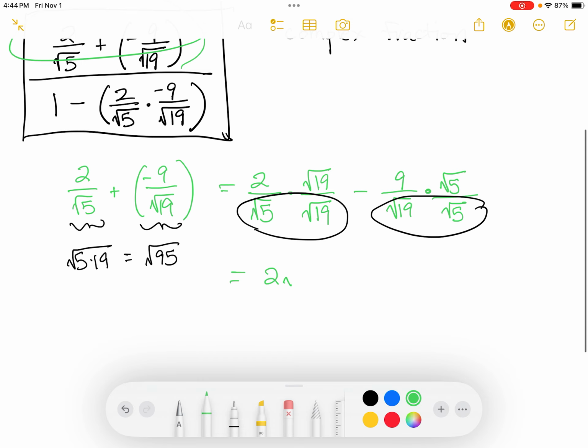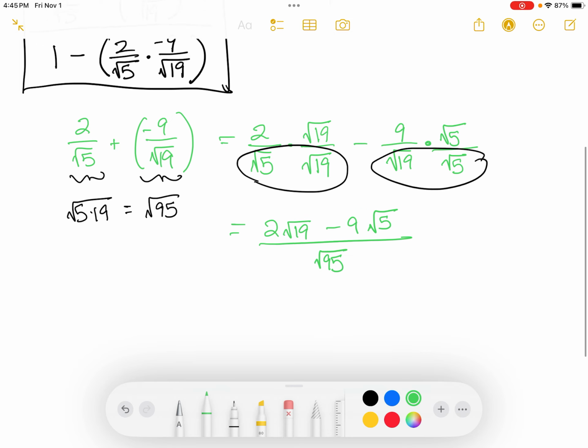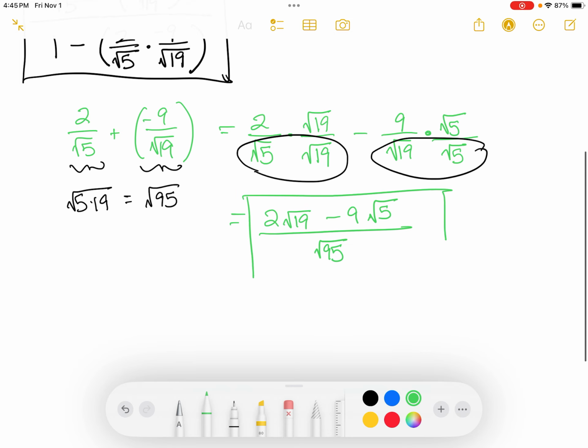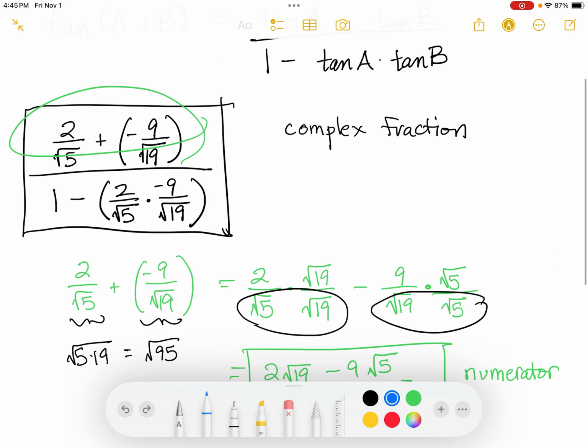I can combine the two terms that are in the numerator here and all over the square root of 95. So this is the simplified numerator of my complex fraction. So now let's go ahead in a different color. Let's do this denominator here.